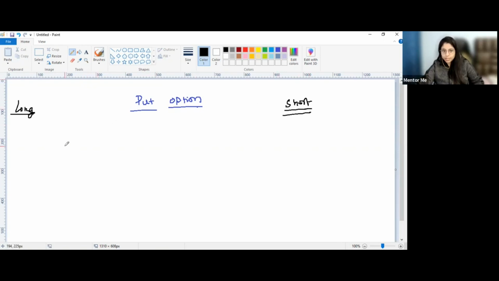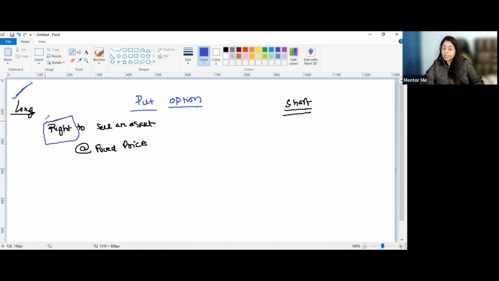The short party has sold the right to sell an underlying asset at a fixed price. Okay, so the short party has sold the right to sell an asset at a fixed price to the long party. Now, who has this right? This right lies with the long party, right? This right to sell is with the long party.